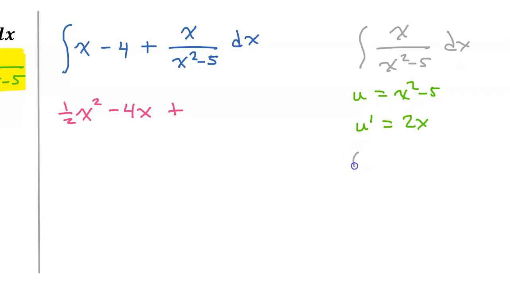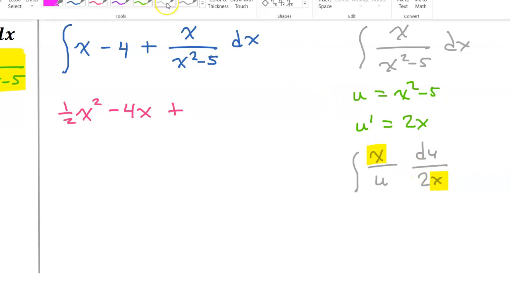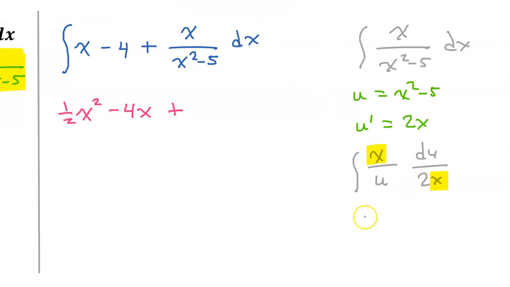So then I will have the integral of x over u. And then instead of dx, I will write du over u prime, which is 2x. We have the x in the numerator and the x in the denominator, so these will cancel each other out. And the 2 will end up in the front as a 1/2. So I have 1/2 times the integral of 1 over u du.